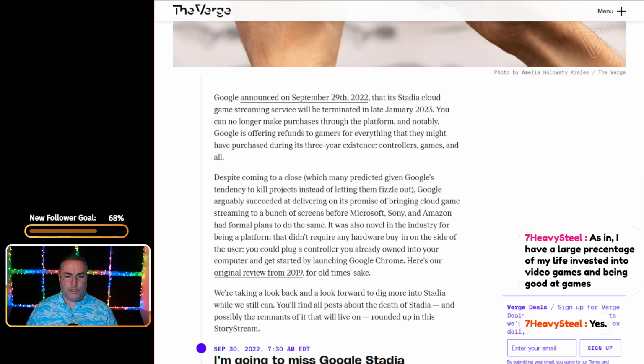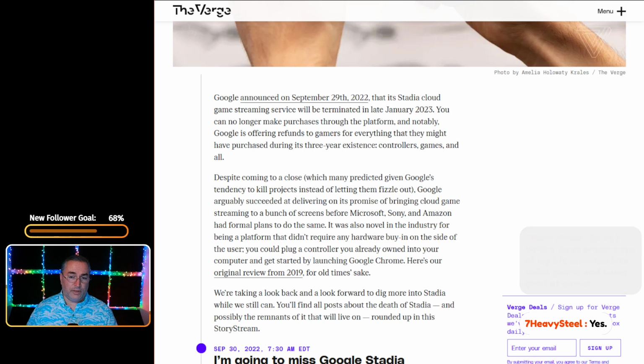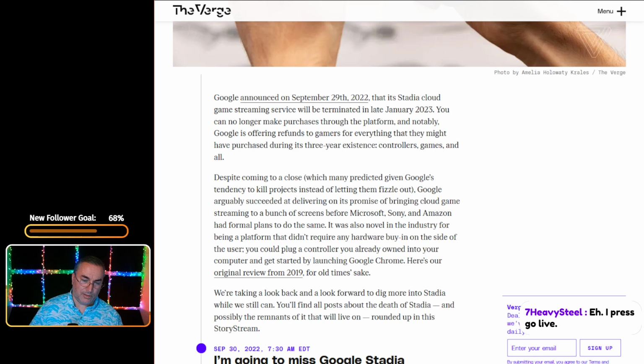So despite coming to a close, which many predicted, given Google's tendency to kill projects instead of letting them fizzle out, Google arguably succeeded at delivering on its promise of bringing cloud game streaming to a bunch of screens before Microsoft, Sony, and Amazon had formal plans to do the same. And I'm surprised that Google wouldn't make this more of a software as a service to other people. Why not license this technology to others so that they can put their game on it and drive traffic to it, and maybe even offer the architecture to Sony and Microsoft and Amazon, although Amazon doesn't need Google.